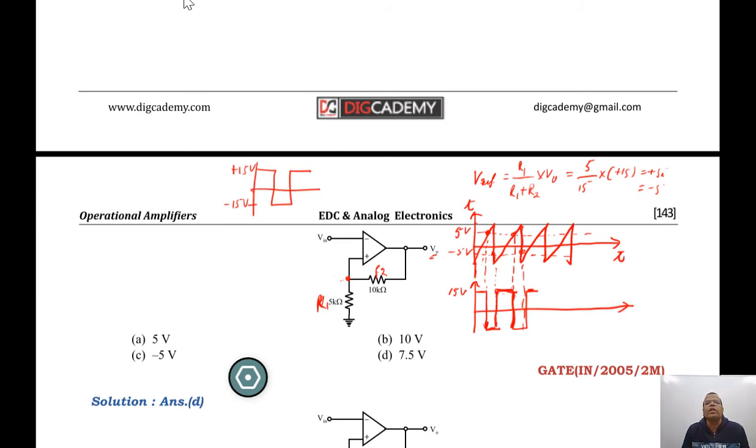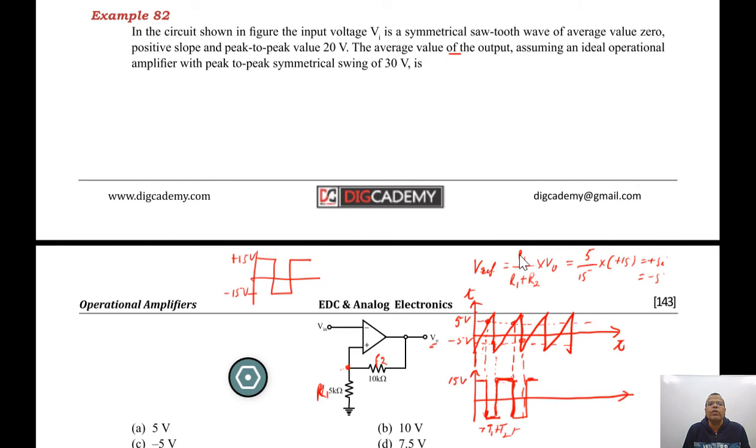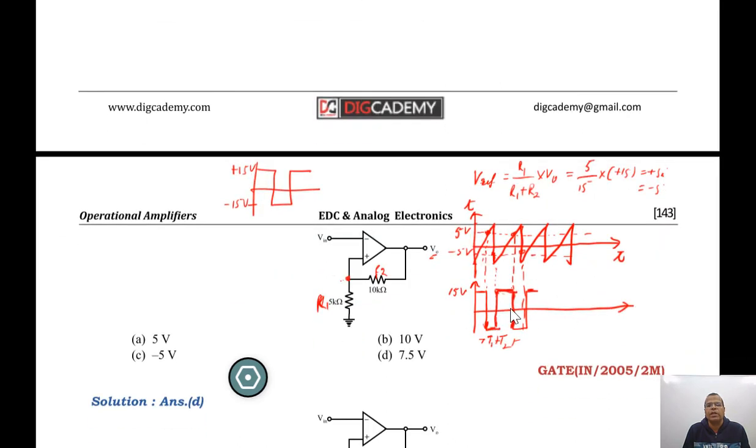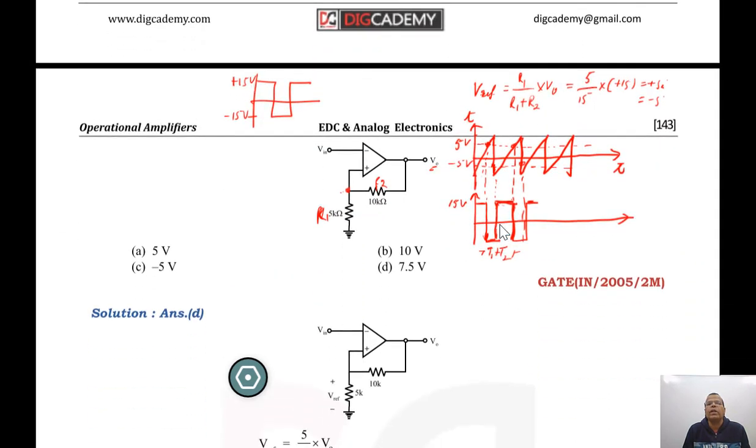So when you give a sawtooth wave, I have a wave which does not have equal time periods. Say this period is T1 and say this period is T2, right? So we have two different periods, T1 and T2. So what is the question? You have to find the average value of this signal. So the average value of this signal will depend upon what?